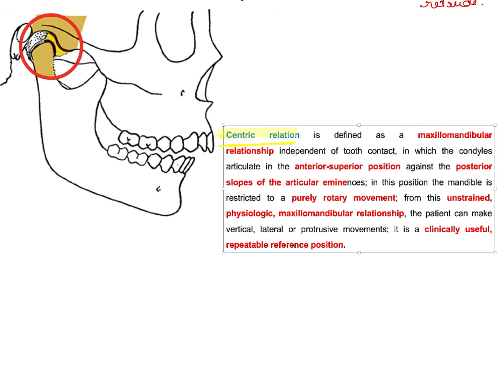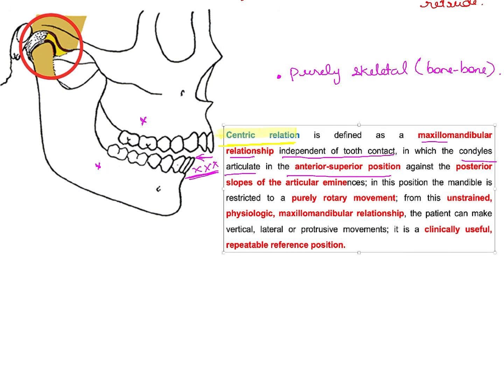So it is a maxillo-mandibular relation. That means relation of the mandible to the maxilla, independent of tooth contact. It does not depend on presence, absence, or contact of teeth. It is a purely skeletal or bone-to-bone position, in which the condyles articulate in the anterior-superior position against the posterior slopes of the articular eminence.